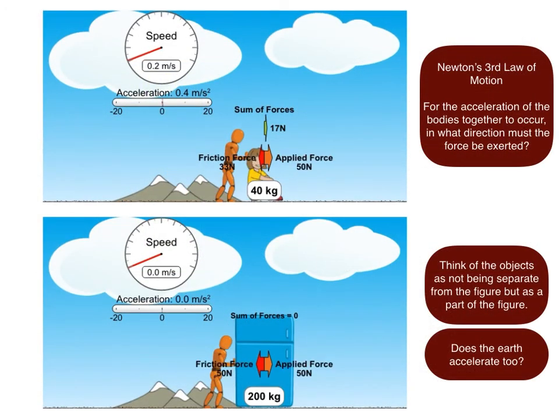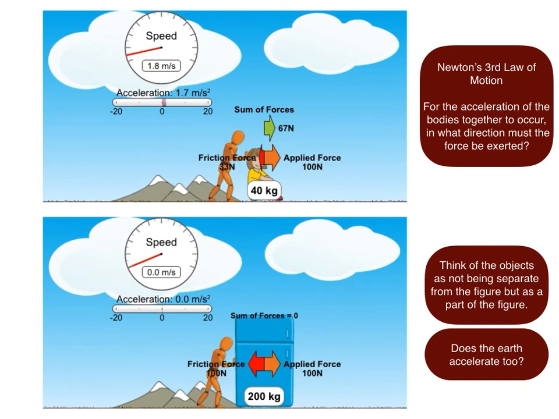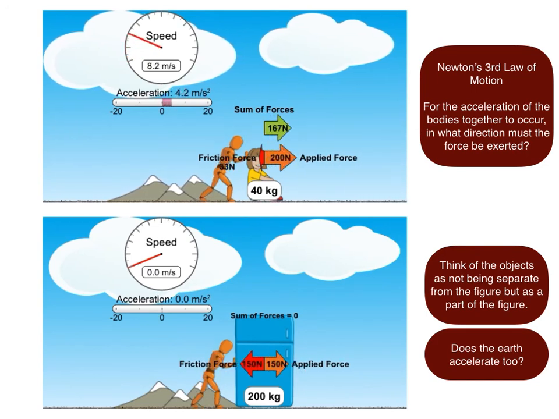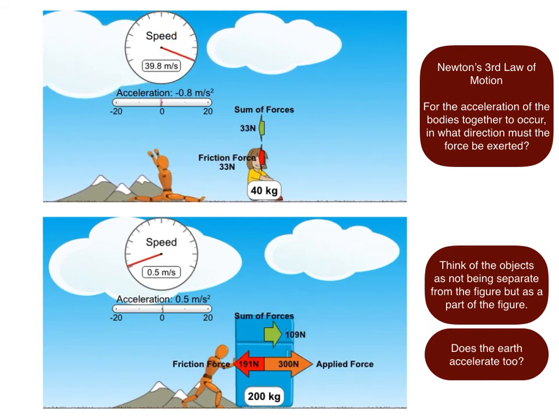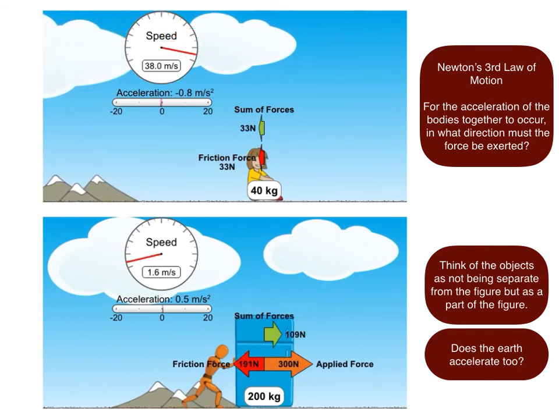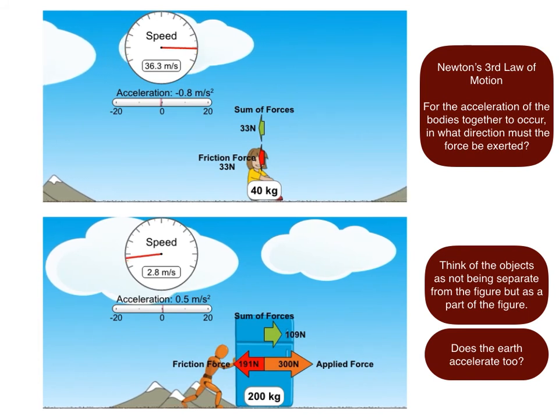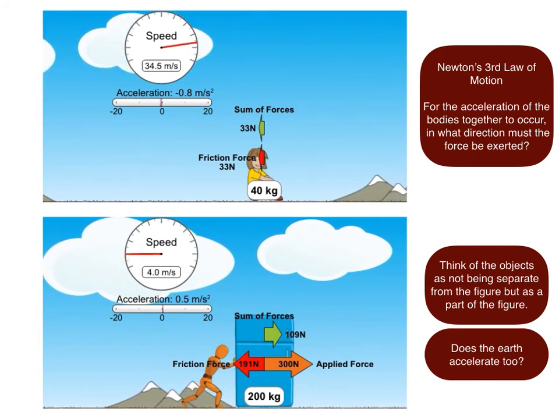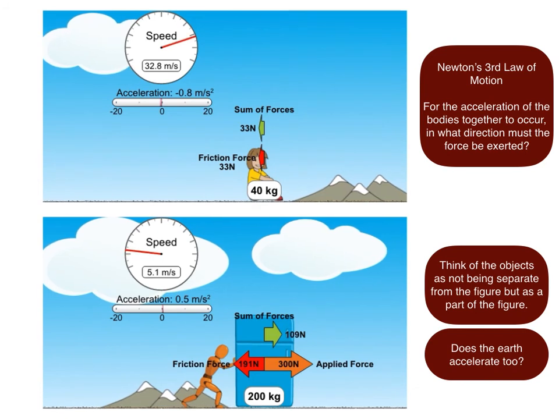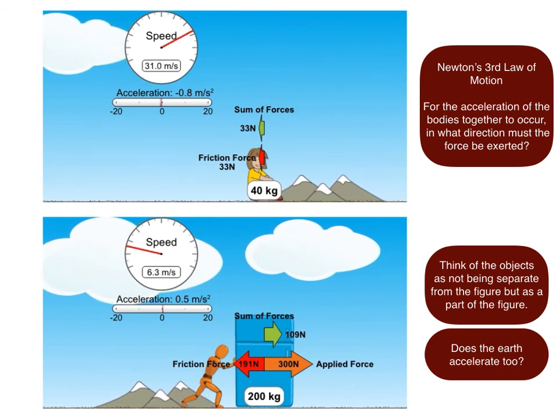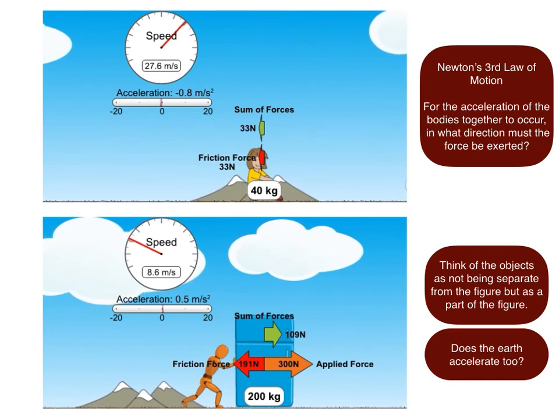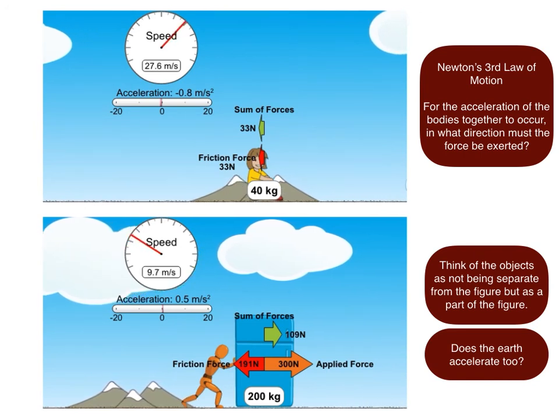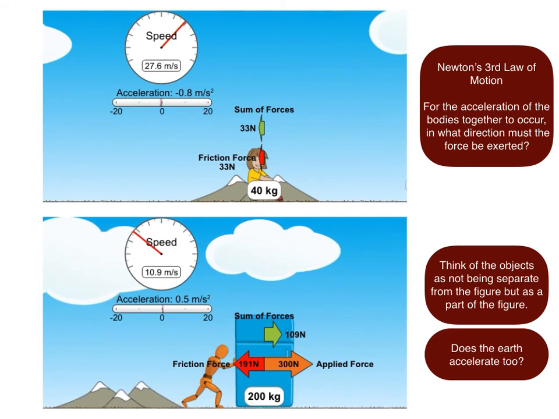In order to move the objects, the figure must apply a force against the earth in order for the earth to repel both the figure and the object that is pressed against it forward. Thus, Newton's third law of motion states, for every action, that is, for every force that is applied, there is an equal and opposite reaction. That is, there is an equal in magnitude and opposite in direction force that will also be applied.